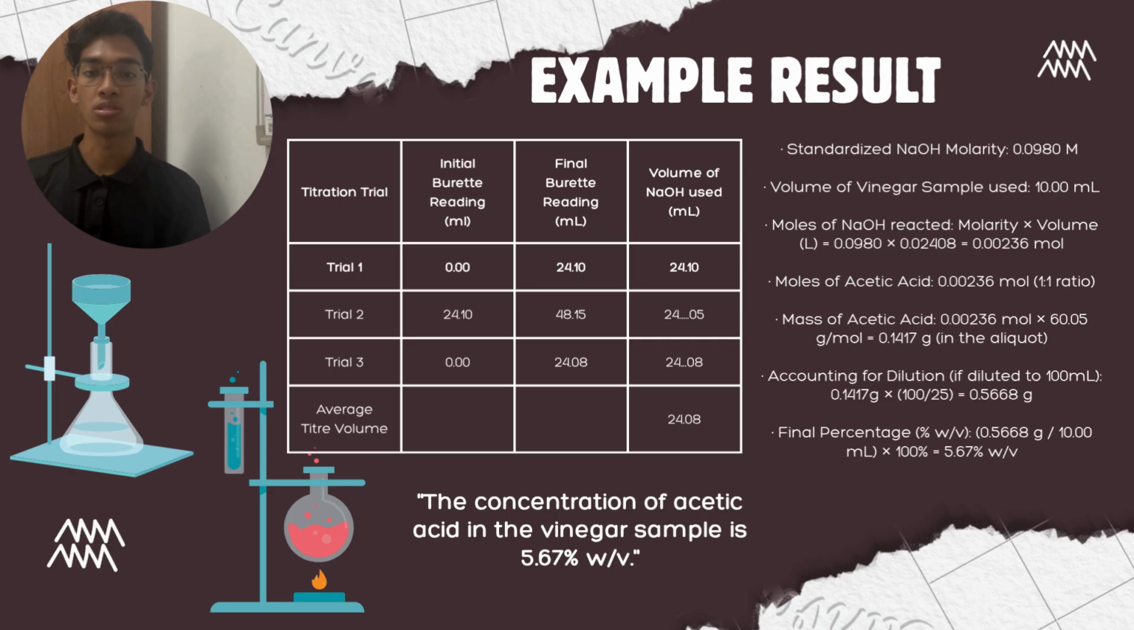and applying the dilution factor, we found the mass of acetic acid in the original sample to be 5.68 grams. Therefore, the final result shows that the concentration of acetic acid in this vinegar sample is 5.67% weight per volume. This value falls within the commercial standard range of 4 to 8%, proving that this vinegar sample is safe and meets food quality standards.